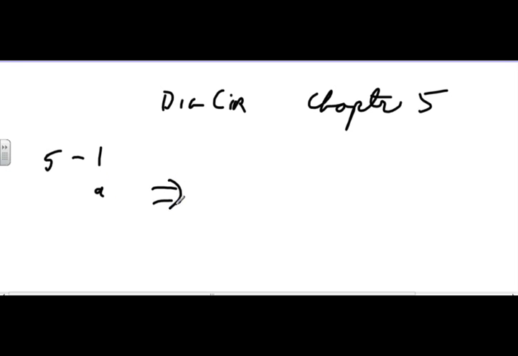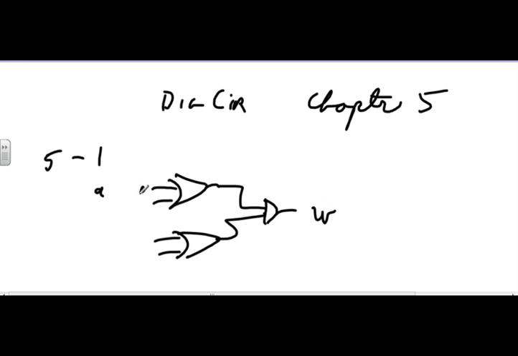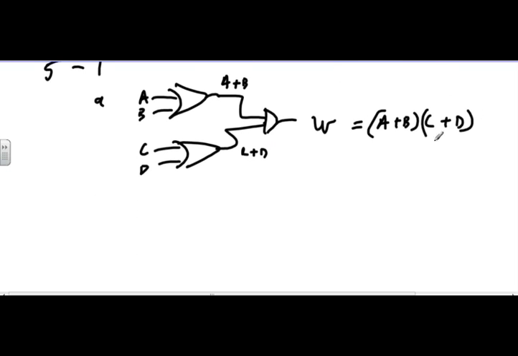So I have two OR gates, and they come into an AND gate, and I have W, A, B, C. I've got A or B, I've got C or D. W is (A or B)(C or D). Put parentheses around it, and I'm done. I can write that differently, but that'd be a waste of time.